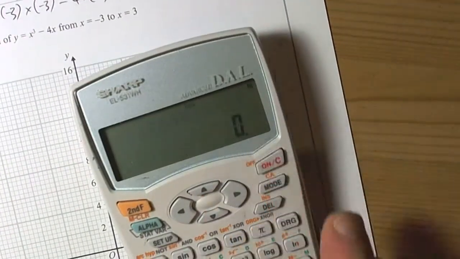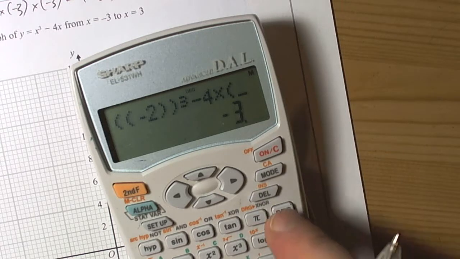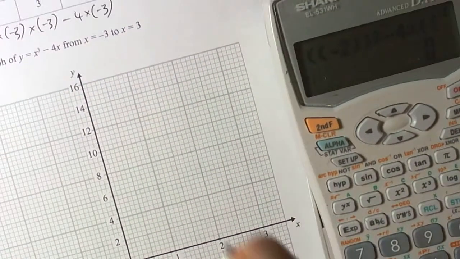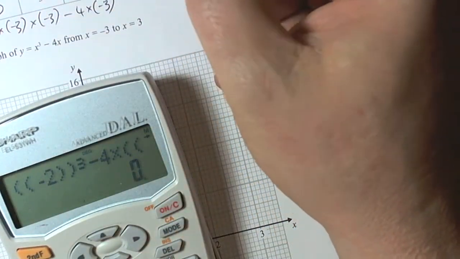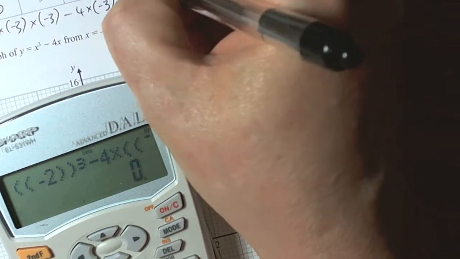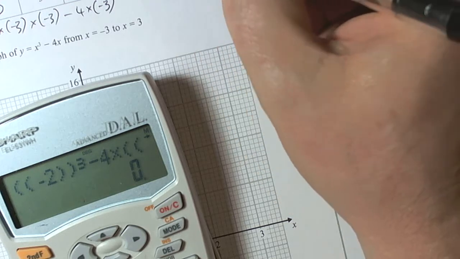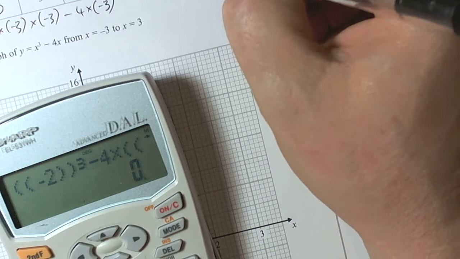And then we do the same thing for the other values, so again in a bracket, -2 cubed, take away 4 times bracket -3, sorry, we're doing -2, aren't we? So delete that, so it's going to be -2, close bracket, equals, so that gave us an answer of 0. And then we do the other values, so we've got 1 cubed, take away 4, which is -3, and then we've got 2 cubed, which is 8, take away 8, which is 0, and then 3 cubed to check is 27, take away 4 threes, which is 12, 27 take away 12 is that.